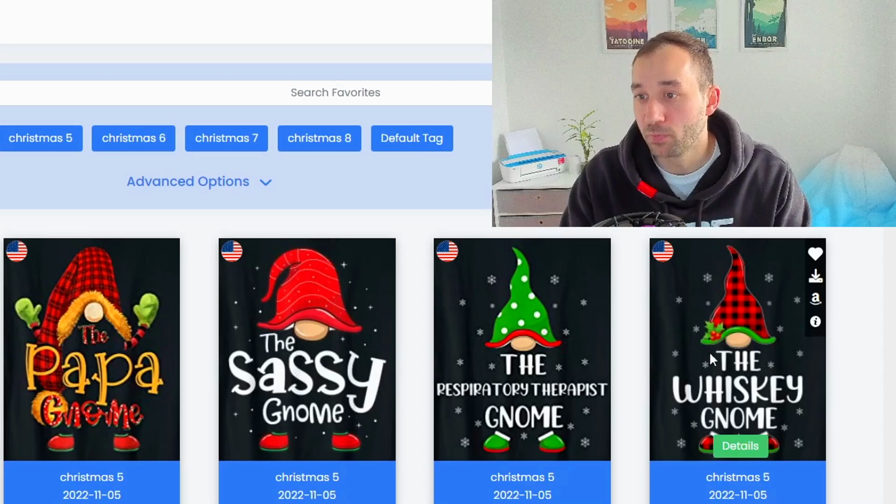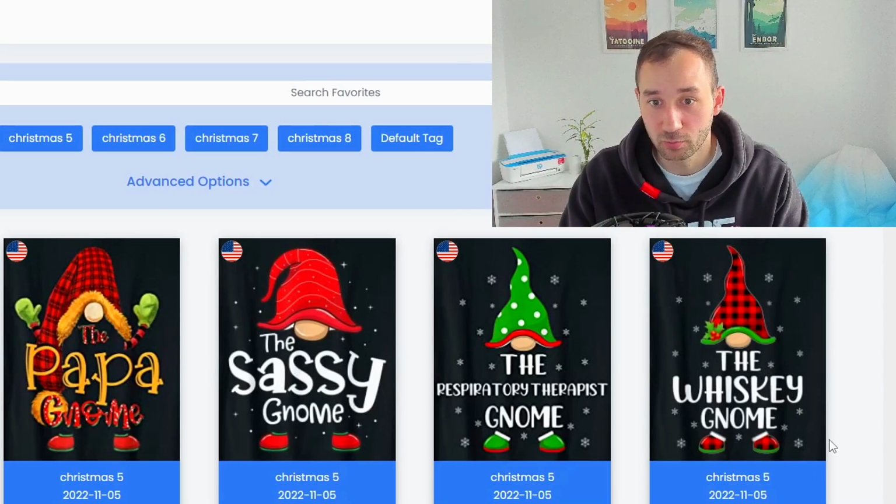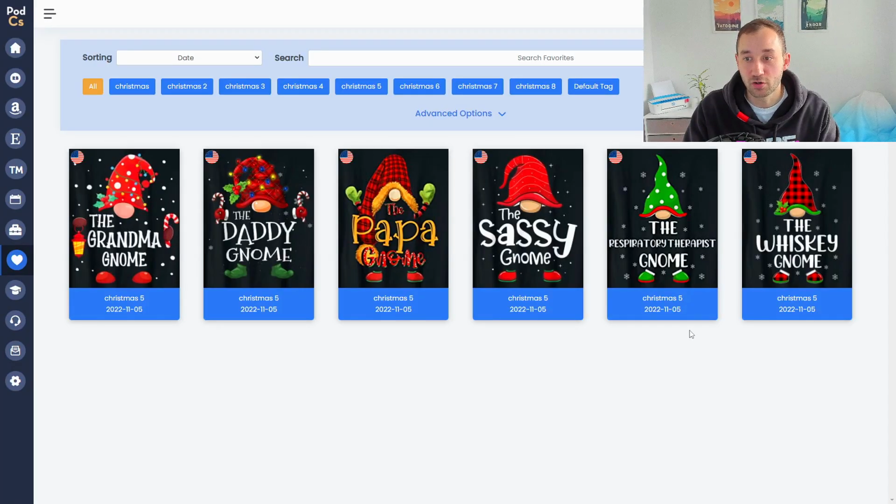And the whiskey gnome, so again, you could use different alcohol types. You could probably put hobbies into this as well. So hundreds and hundreds of ideas can definitely come out of just one of these templates. It's not even a problem if the template looks similar or the same, because if people want to wear it as like a matching Christmas outfit, then if everyone has a completely different looking gnome, then that might not be as matching, right?